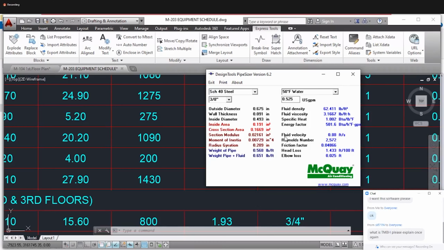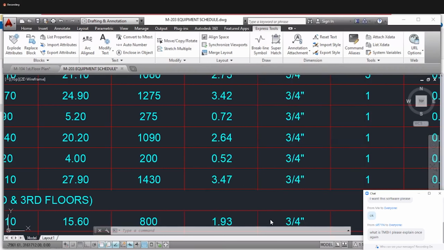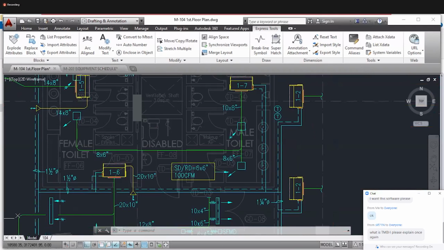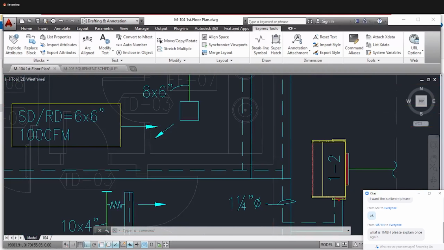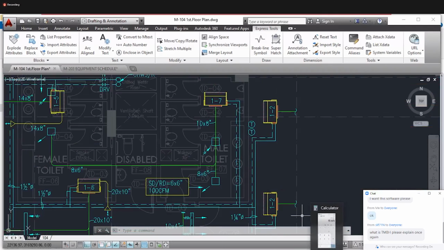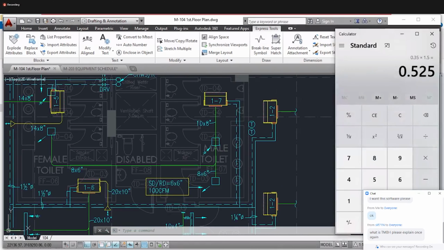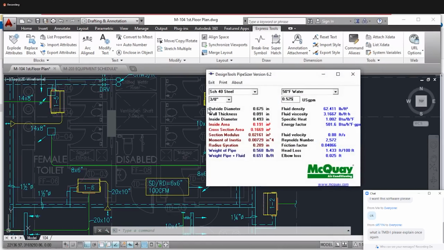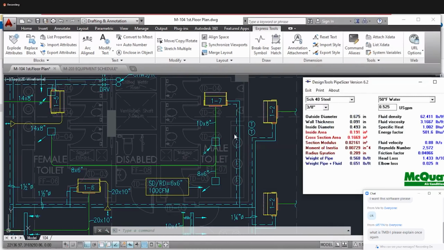Now it's okay. The fluid velocity is 0.88, and the head loss is 1.4433, which is below 4 feet per 100 feet. So this is a 3/8 inch pipe. It's not mentioned here, but we will take it as 3/8 inch.